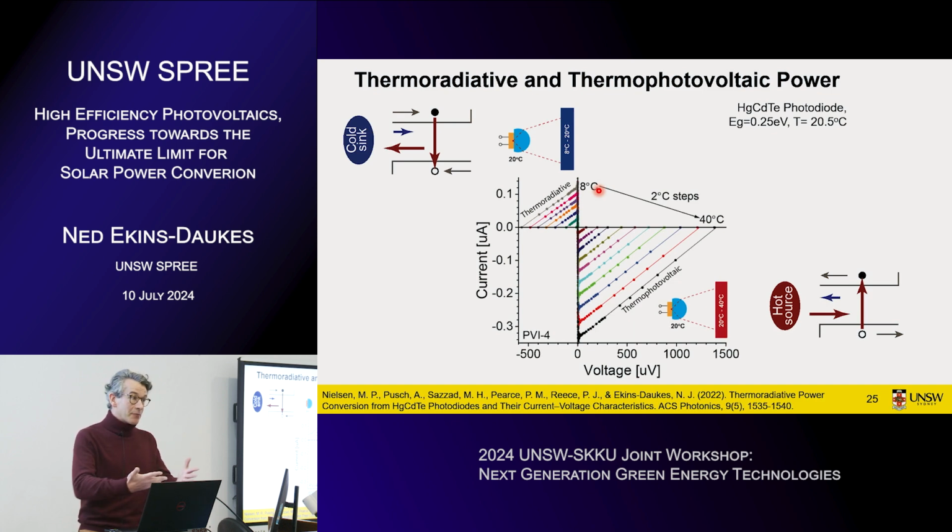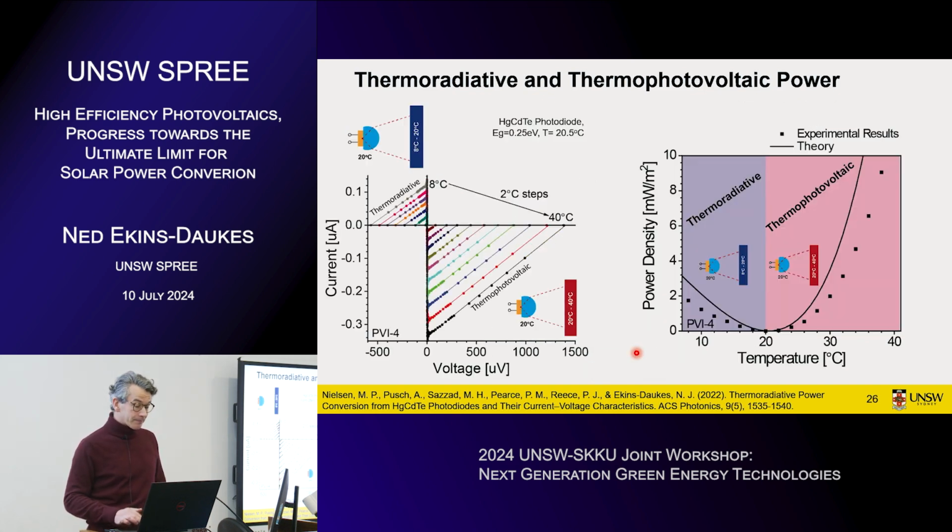So it turns out this thermoradiative diode has been sitting there all the time. But it's only in the last couple of years that anyone's actually done measurements like this. And one of the reasons for that is because the voltage is very small. We're measuring hundreds of microvolts here. So it's not like you can go to a solar simulator and just measure this. It took a little bit of effort to make these measurements.